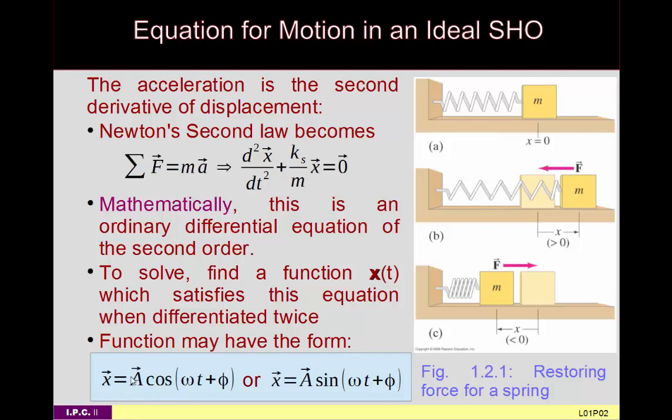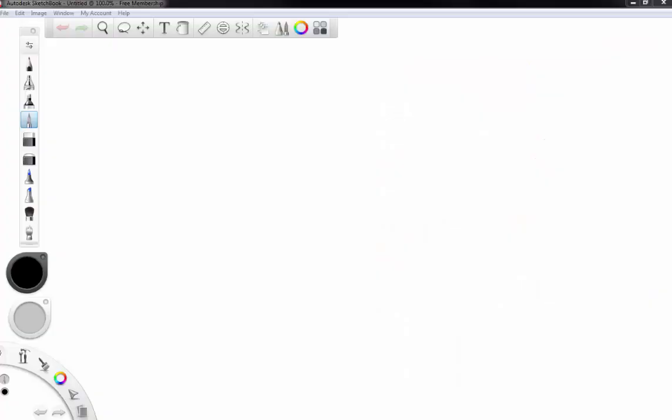And so one way of doing that is you basically guess the form of the equation. An exponential would work. Also, these cosine and sine terms will work. So I'm going to show one way that you can get that result for this particular equation.